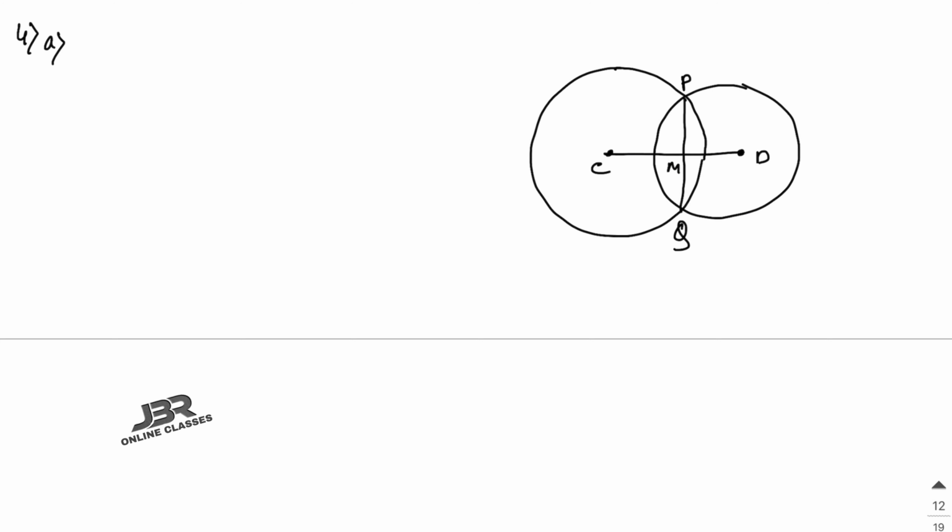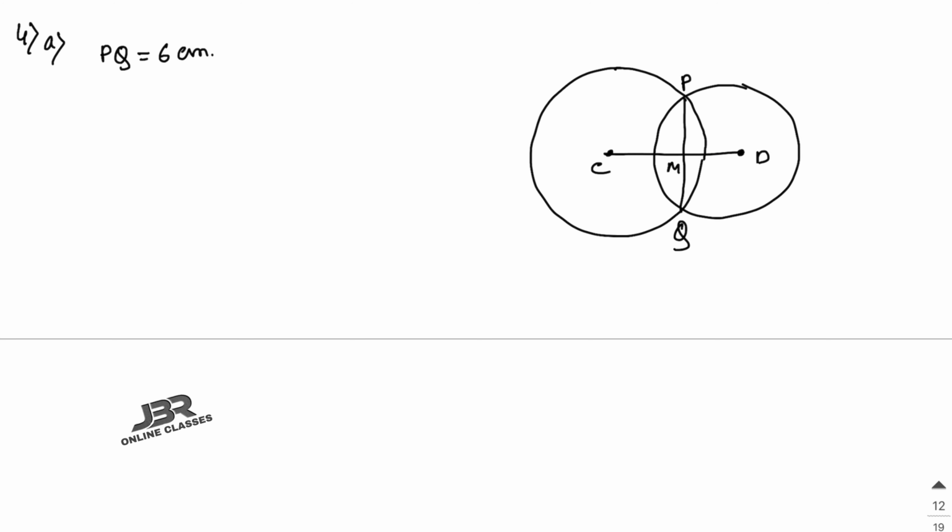Now next one, sum number 4. Here in sum number 4a, in figure 1 given below, two circles with centers C and D intersect at the points P and Q. If the length of the common chord is 6 centimeter, that means here PQ equals 6 centimeter, the common chord.